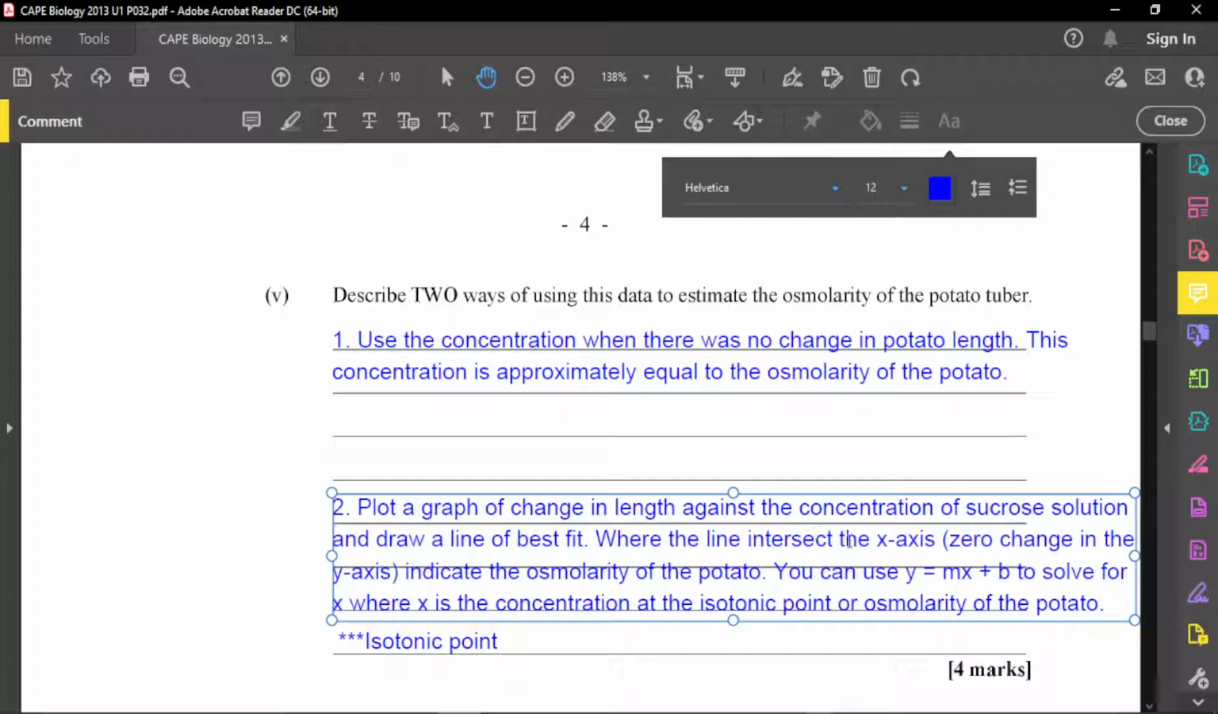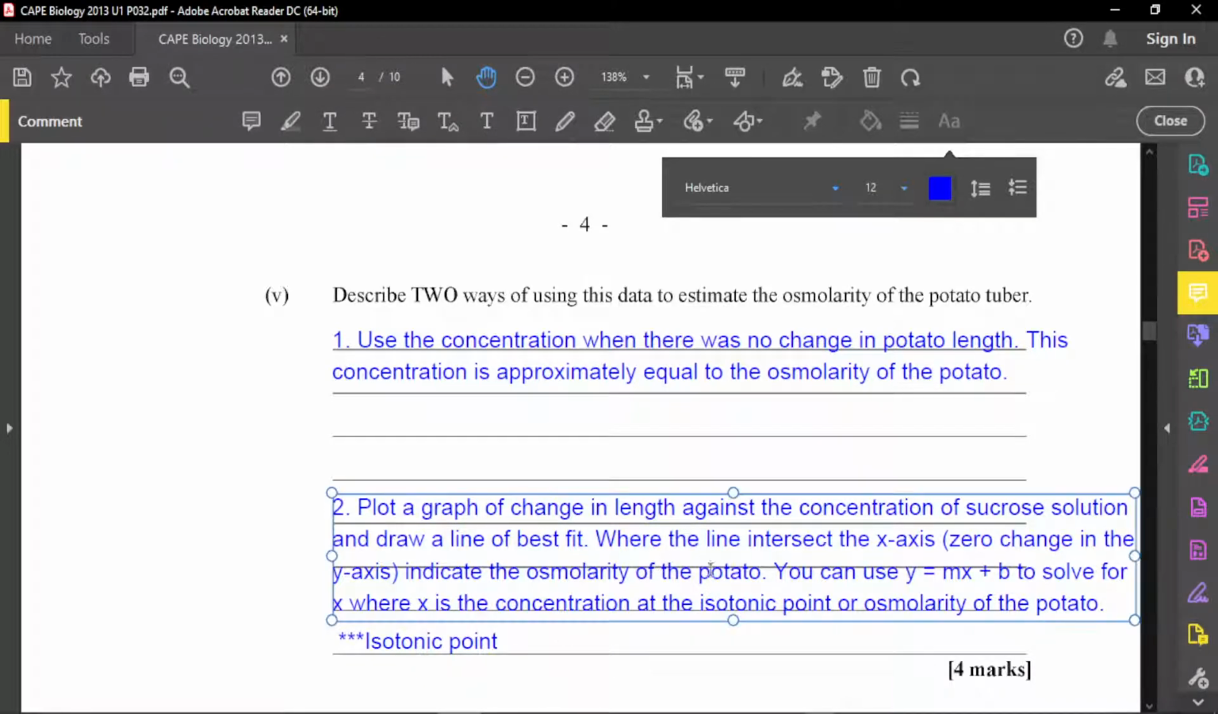Now, where the line intersects the x-axis, at that point there's zero change in the y-axis, which indicates the osmolarity, the value of the osmolarity of the potato. Or what you can also do, based on this line of best fit or trend line, is use the formula y equals mx plus b to solve for x. And x in this case will be the concentration of the isotonic solution, or the osmolarity of the potato.